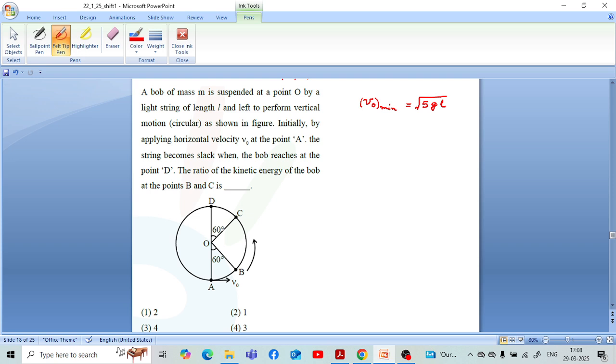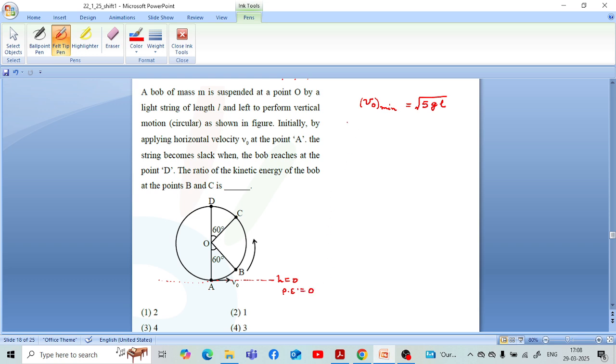Now we have to find out the ratio of kinetic energy of the bob at point B and point C. To find the ratio of kinetic energy, we can apply the principle of conservation of mechanical energy, first between points A and B, then between points A and C. Now at point A, if we choose this point as a reference of height h equals 0, then the potential energy at this point is 0.